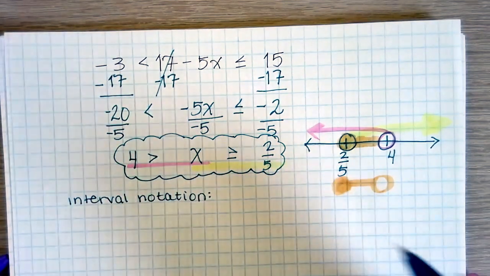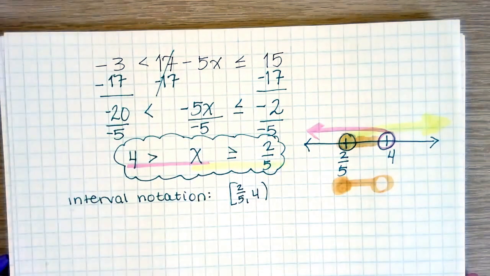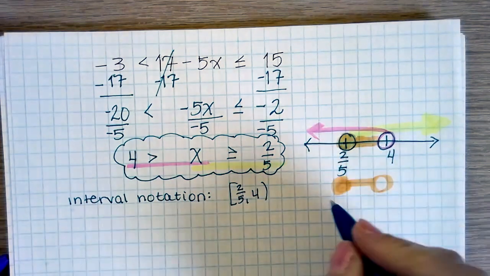Michael, what is it? Bracket 2/5. Perfect. Done. That's the answer right there. Bracket 2/5, comma 4, parentheses. This shaded region right over there.